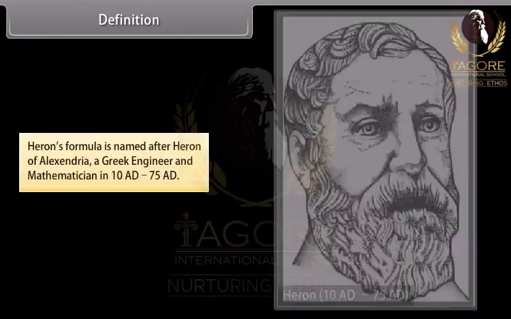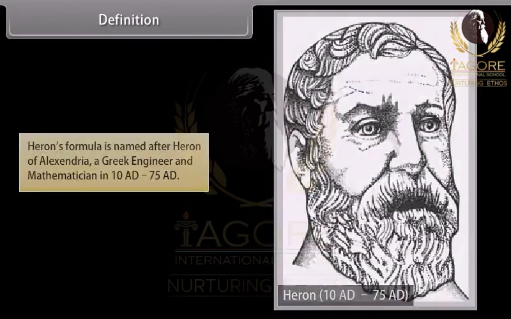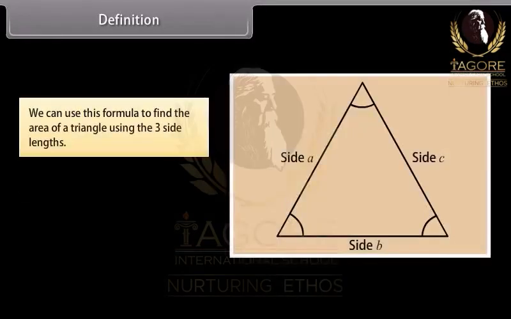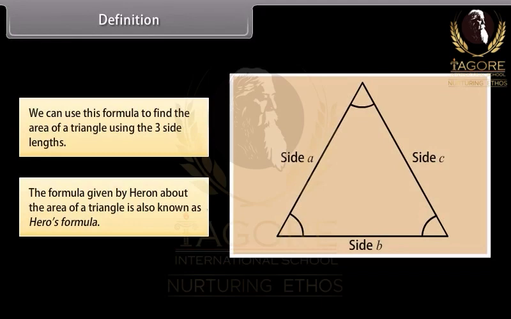Definition. Heron's formula is named after Heron of Alexandria, a Greek engineer and mathematician, 10 AD to 75 AD. We can use this formula to find the area of a triangle using the three side lengths. The formula given by Heron about the area of a triangle is also known as Hero's formula.